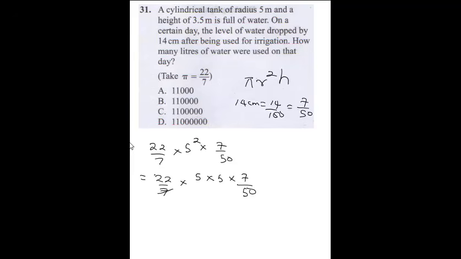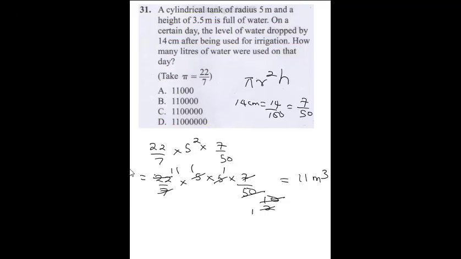So here 7 is going to cancel out 7, 5 here it's 1, and we have here it's 10, 5 here it's 1, we have here it's 2, 2 here it's 1, and 2 into 22 is 11. So our final answer is 11 meters cubed.